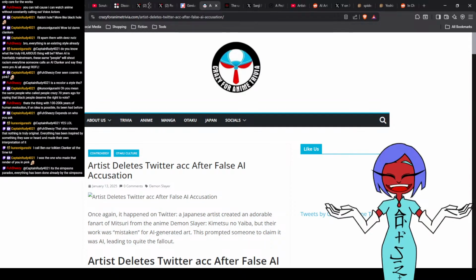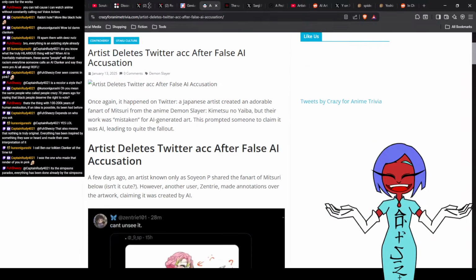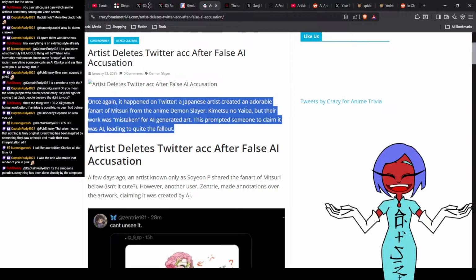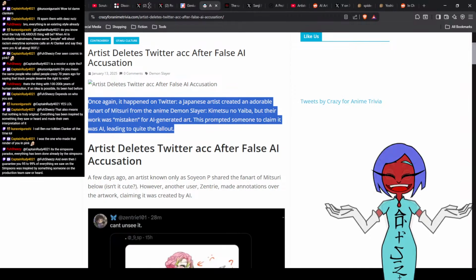So let's remember. I think we all remember this one. Artist deletes Twitter after false AI accusations. This happens more often than you'd think, right? So once again, it happened on Twitter. A Japanese artist created an adorable fan art of Mitsuri from the anime Demon Slayer, Kimetsu no Yaiba. I don't know why they put the Japanese and the English together like this. But anyway, their work was mistaken for AI-generated art. This prompted someone to claim it was AI, leading to quite the fallout.